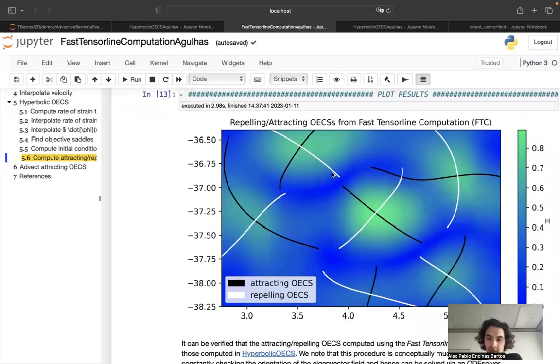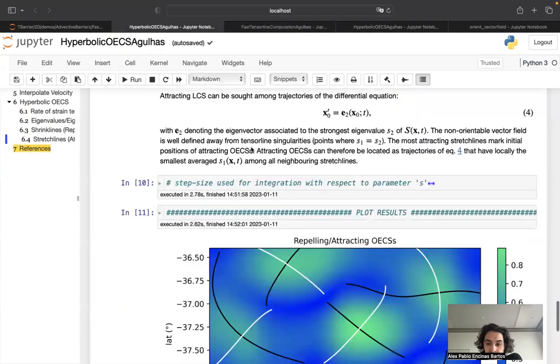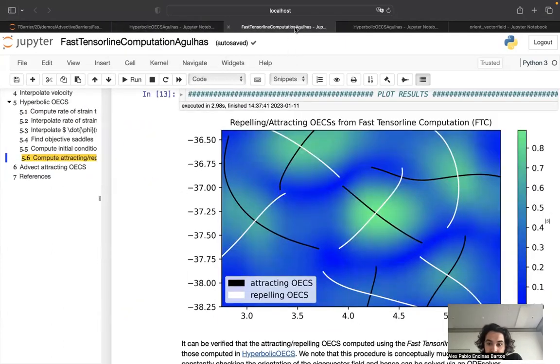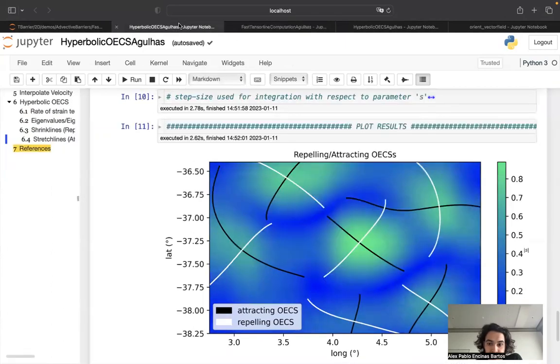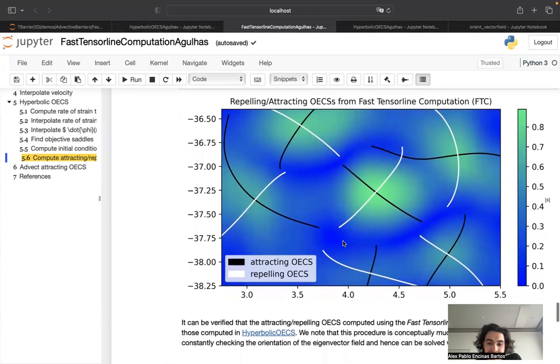Again, we would expect that the repelling and attracting OECSs we get from the fast tensorline computation are the same as the ones we get from the classic tensorline computation. And you see that if you compare the two structures, they are exactly the same, right? Again, the fast tensorline computation, we call it fast because it doesn't require to check the orientation of the eigenvectors as you do the integration.